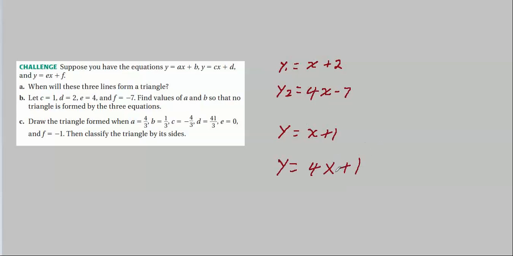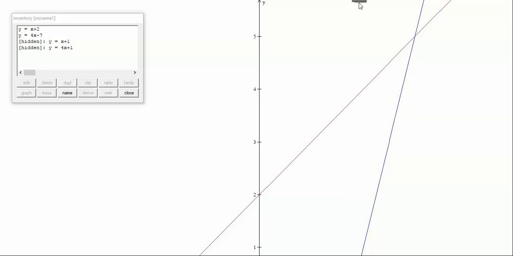So either of these would work. We have a equals 1, b equals 1, or a equals 4, b equals 1. Now here I graphed the two lines, y equals x plus 2 and y equals 4x minus 7. That's this one here.